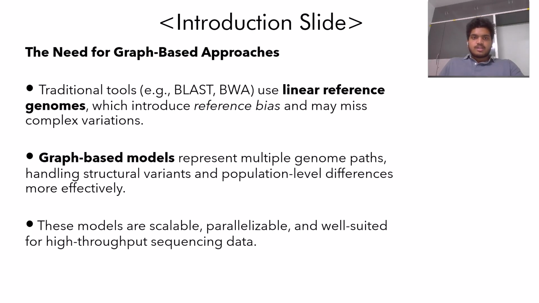The need for graph-based approaches. Most traditional tools like BLAST and BWA use linear genome references, which, while effective to some extent, often miss structural variants and introduce reference bias. Graph-based models allow us to represent multiple paths or versions of a genome, handling structural variants more effectively. These models are also scalable and suitable for high-throughput sequencing data, making them a modern alternative to older approaches.